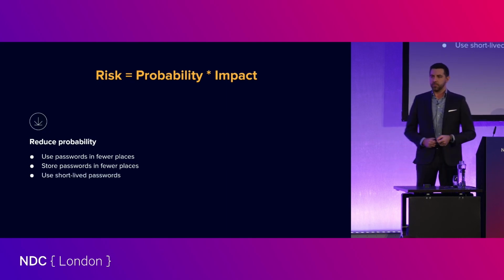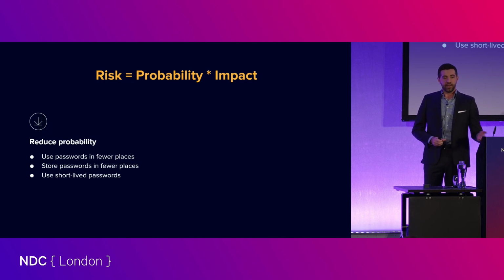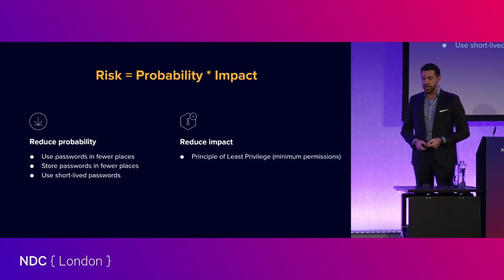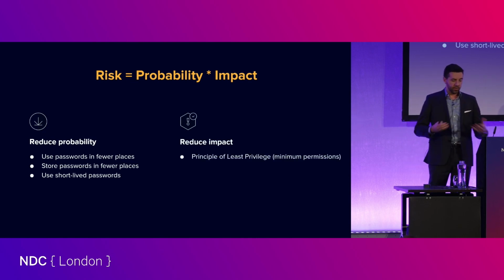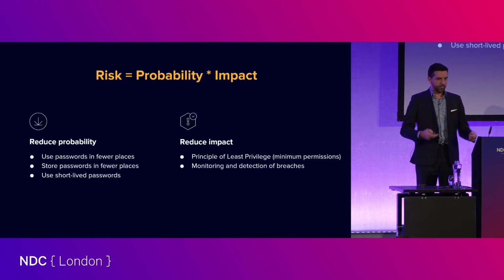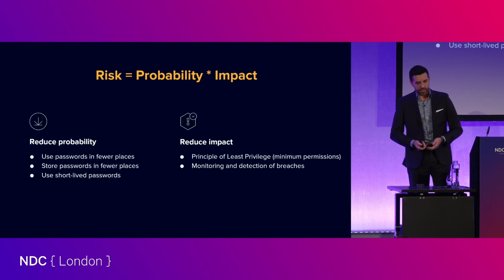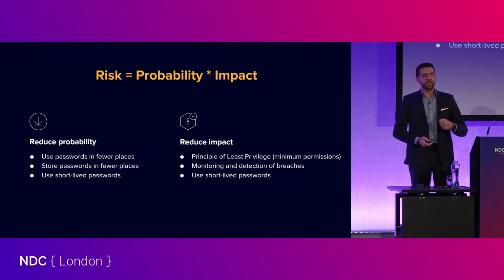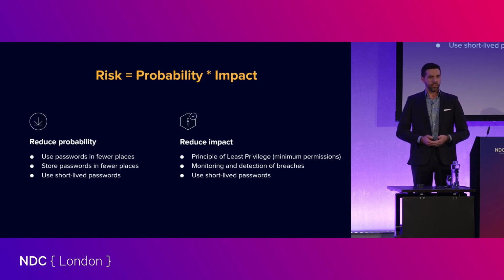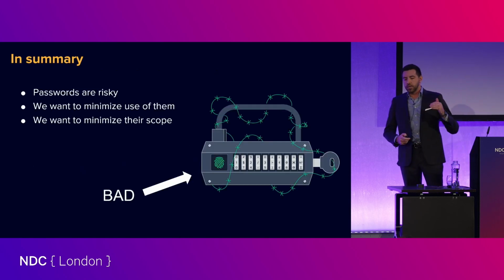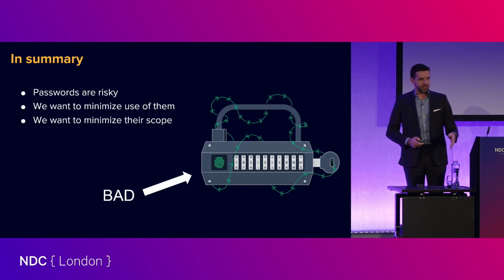And we want to use short-lived passwords because that reduces the chance that any credential that they are able to obtain is still active. And to reduce our impact, we want to start using the minimum permissions models, principle of least privilege, and to monitor for any breaches to detect them early so that we can respond immediately and deal with it appropriately. And here also using short-lived passwords is great because it will reduce the time window where someone can use your breached credential to attack you. So in summary, throughout all this, passwords are risky, we want to minimize the use of them, and if we do have to use them, we want to minimize their scope.